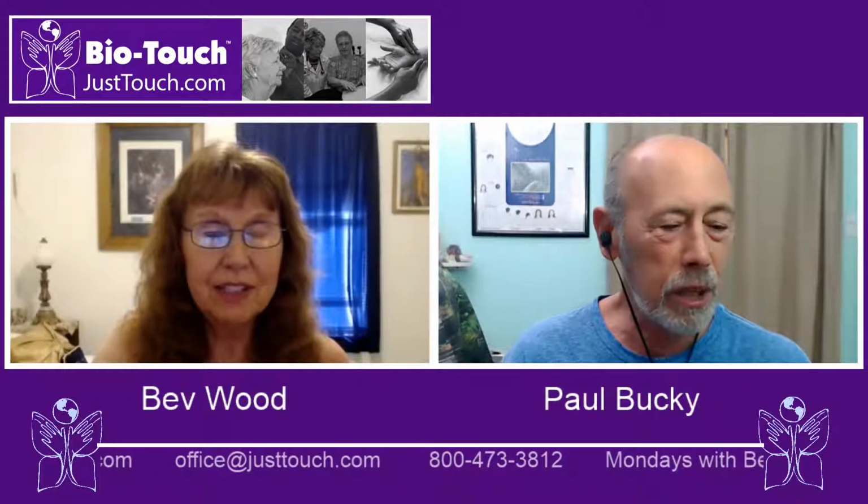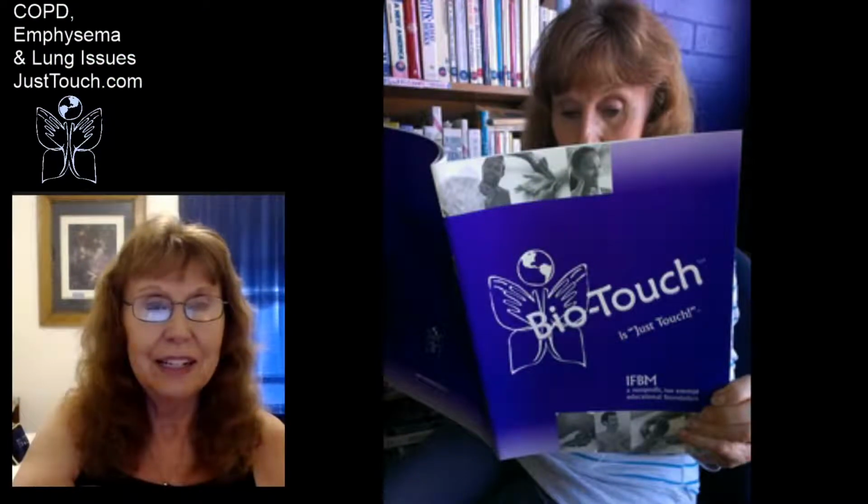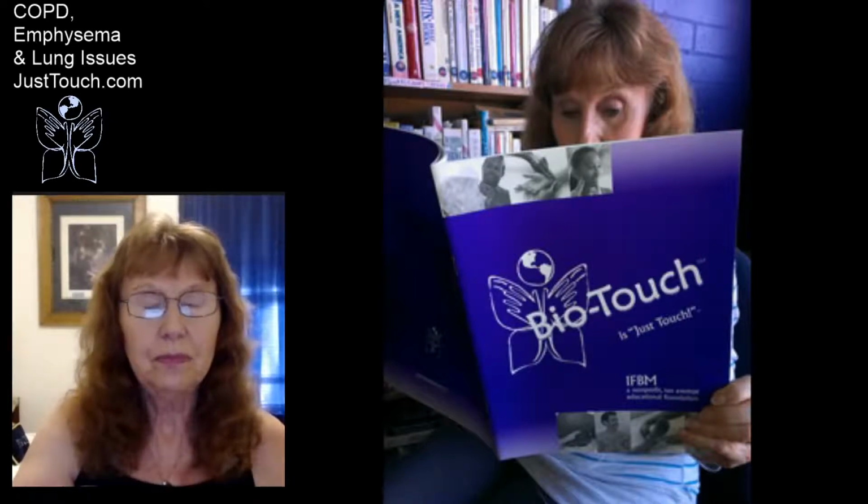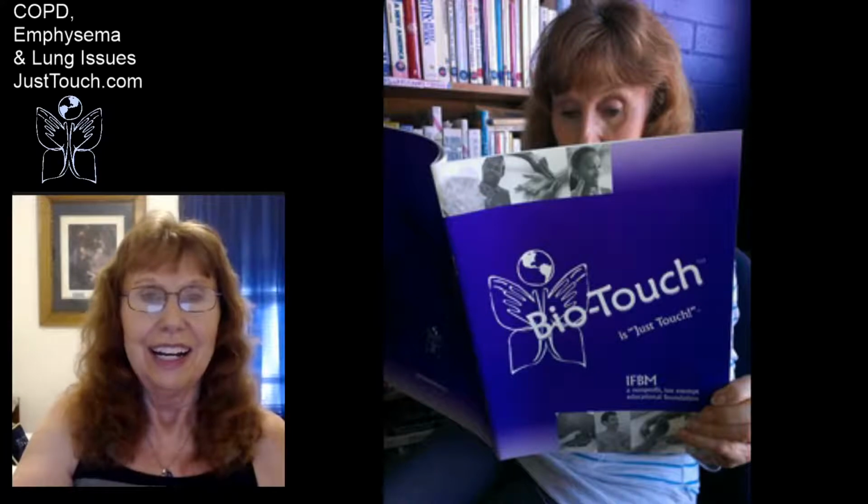Let me figure out where that is here. I think it's the health condition sets. There it is. You're on by yourself. And again, you can pull up the website, the book if you want, justtouch.com/workbook. And Bev is going to take us through the workbook, and we're going to share how to do this.